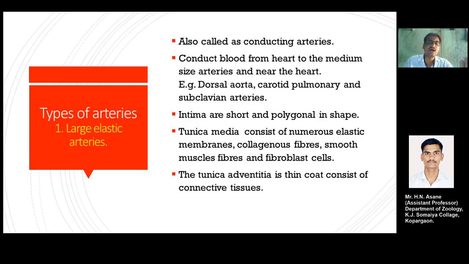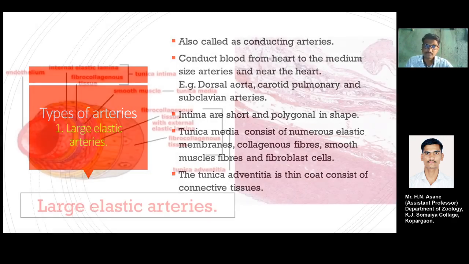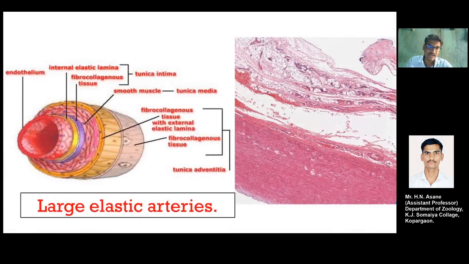There are fibroblast cells, which help these large elastic arteries to remain adhered and not to shift their position. So the tunica adventitia of these particular arteries is thin, and that thin coat of the tunica adventitia consists of a connective tissue layer. So this is the large elastic artery.